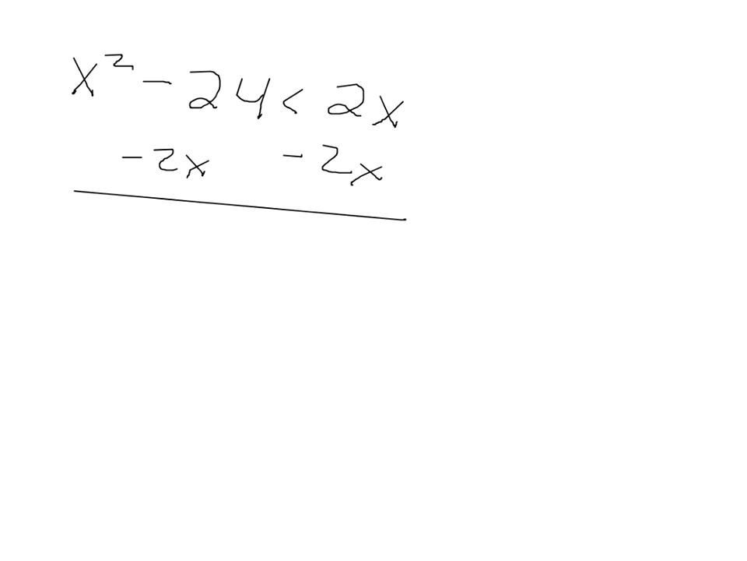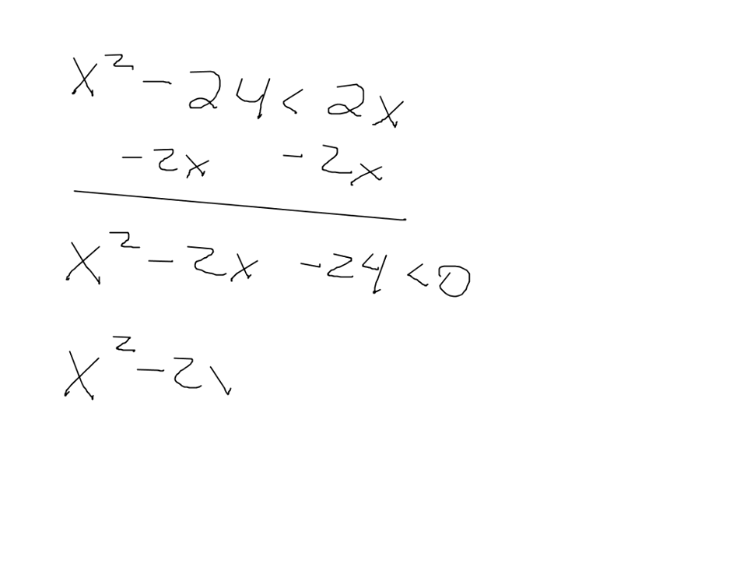Alright, let's solve another one. x squared minus 24 is less than 2x. Now, I'm always going to get everything on one side of the inequality. And then I should be able to solve it. The question is if I can solve it with factoring, or if I have to use the quadratic formula.